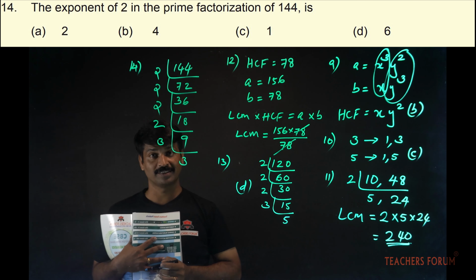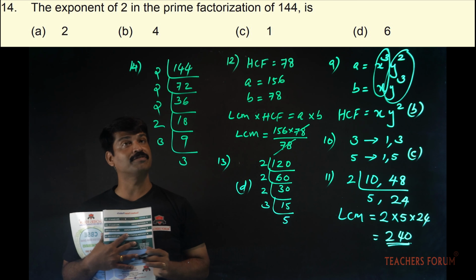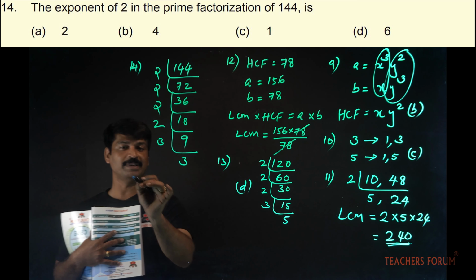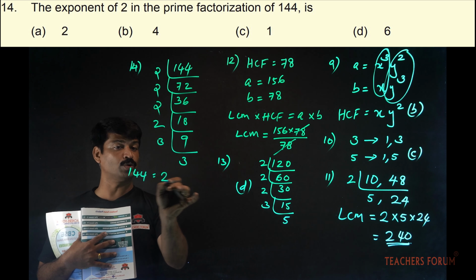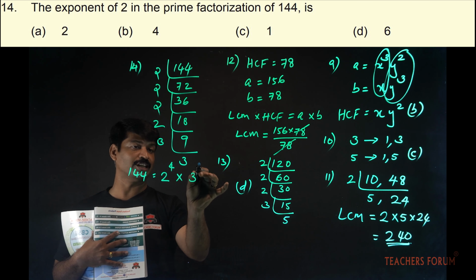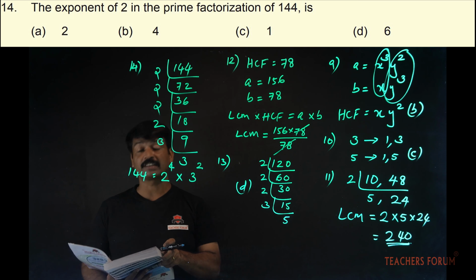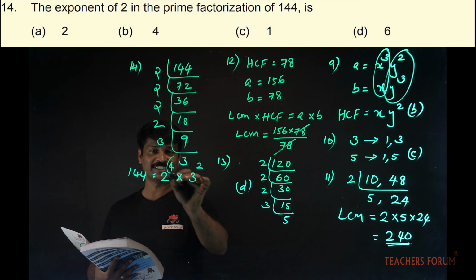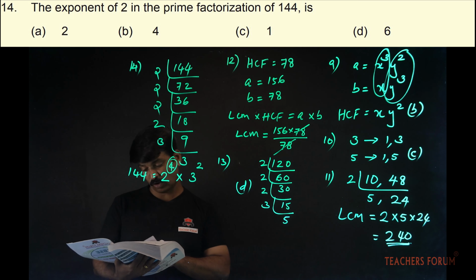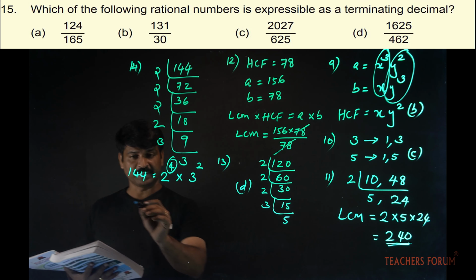So what is the question? The exponent of 2 in the prime factorization of 144. So 144 can be expressed as 2 raised to 4 into 3 raised to 2. So what is the answer? The answer is 4. The exponent of 2 is 4. So the correct option is option B, that is 4. Now the last one, the 15th one.